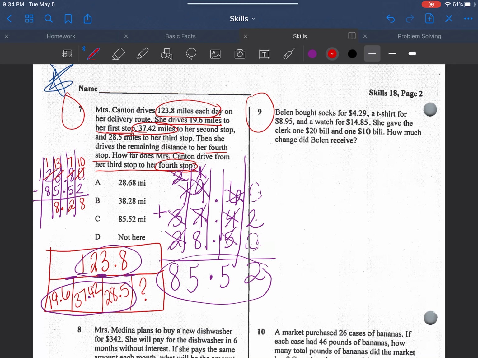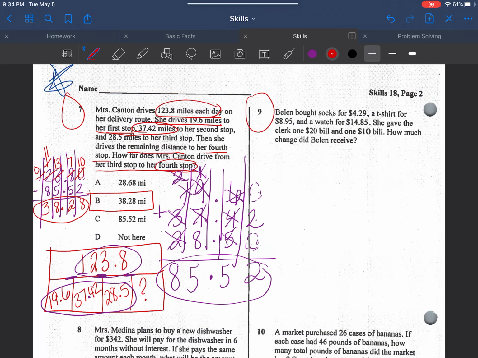3 minus 5, we cannot. So the 2 becomes a 1, and the 3 becomes 13. 13 minus 5 would be 8. 1 minus 8, we cannot. So the 1 becomes a 0, and the 1 becomes 11. 11 minus 8 is 3. A lot of regrouping, but if you notice, we got our answer, which will be letter B.